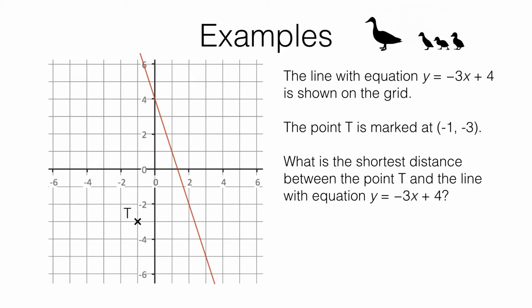In this video, we're going to look at finding the shortest distance between a point and a line. Let's take a look at this one then. We've got a line here, which has equation y = -3x + 4. We've got a point T over here with coordinates (-1, -3). And we need to find the shortest distance between the point and the line.